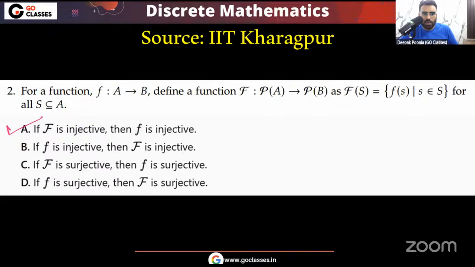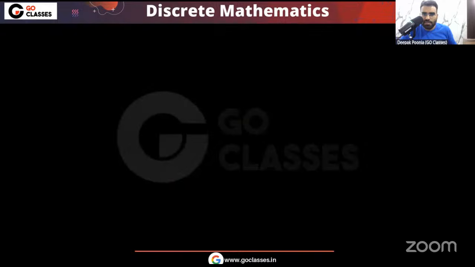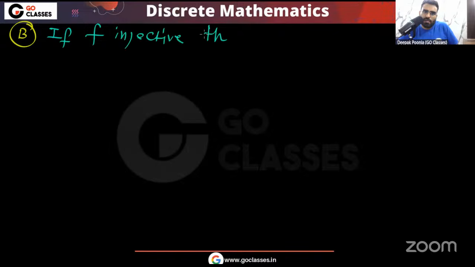Let's see option B now. Now we need to prove that if small f is injective, then capital F is injective. This is what we need to prove. So now let's see this option B, and option B is saying that if small f is injective, then capital F is injective. This is what we need to prove now. Okay, now let's prove it.